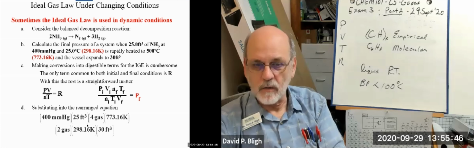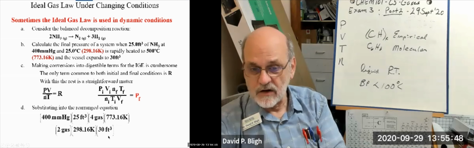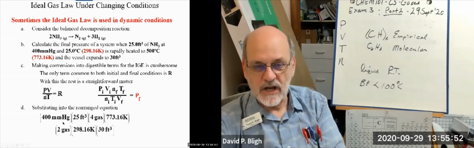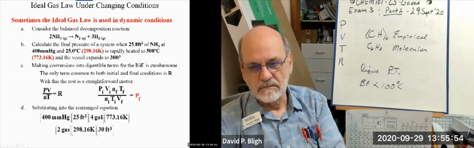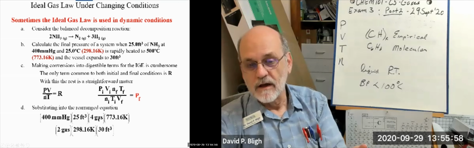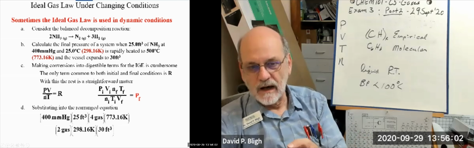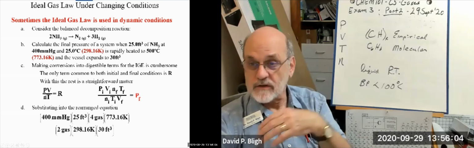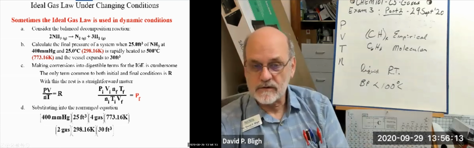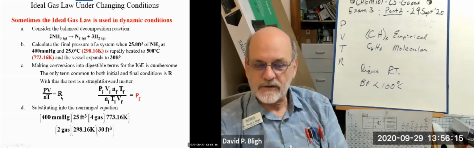Right? So here we go. I didn't change the cubic feet here or there because they cancel. I didn't change anything here. Actually 4 moles of gas, 2 moles of gas, millimeters of mercury. We just leave millimeters of mercury alone so that the answer will be in millimeters of mercury rather than atmospheres.